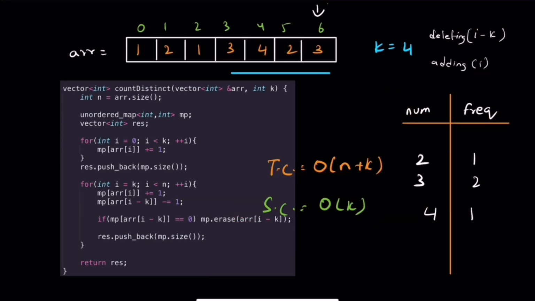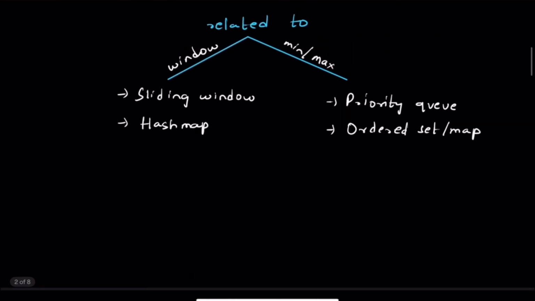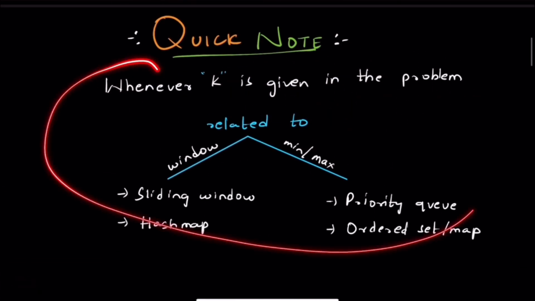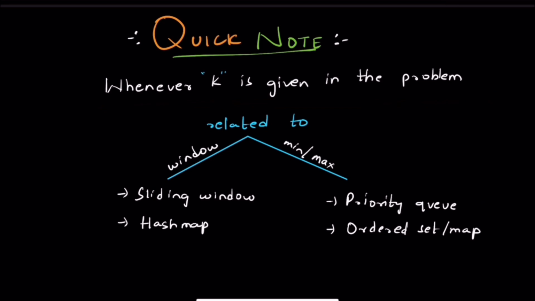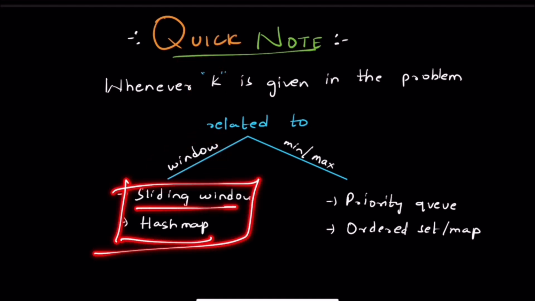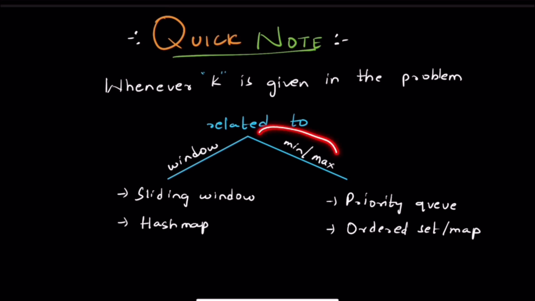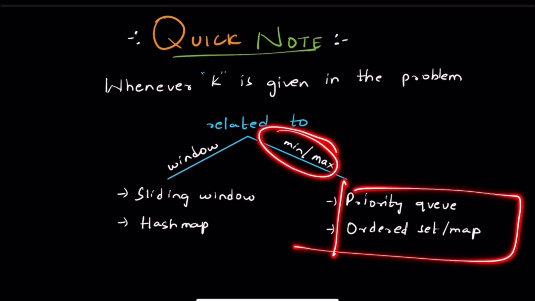This was the video, guys. Before ending this video, I want you to map this in your mind. This approach is very helpful. When I saw this problem, the first thing I got in my mind is that the k value is given, so is it related to a window? Yes, window. Then I directly got the hint that I need to use sliding window or hash map. But if it was related to minimum or maximum, then I would have used other approaches.